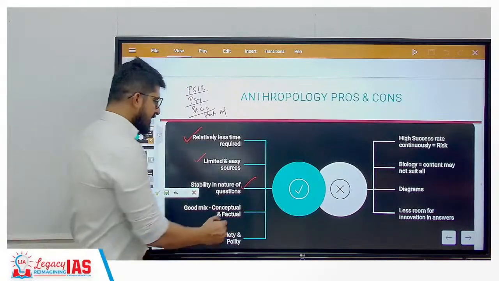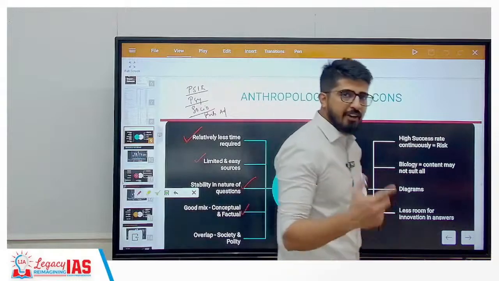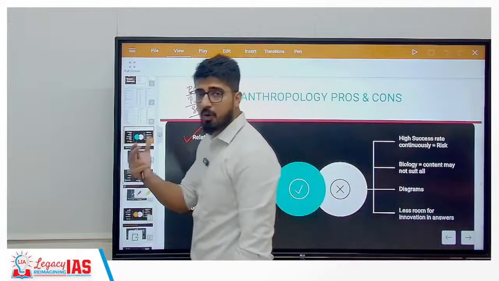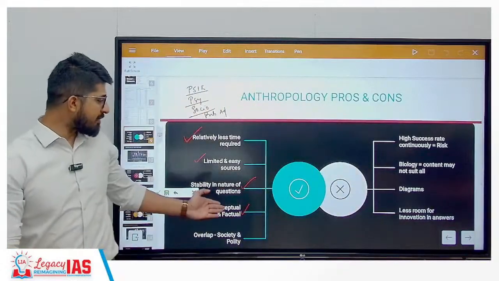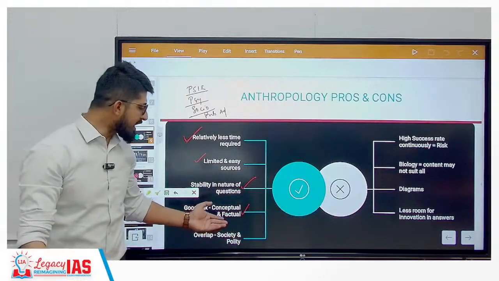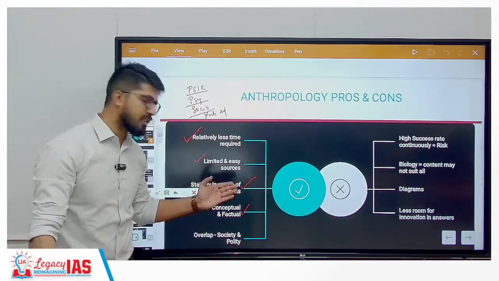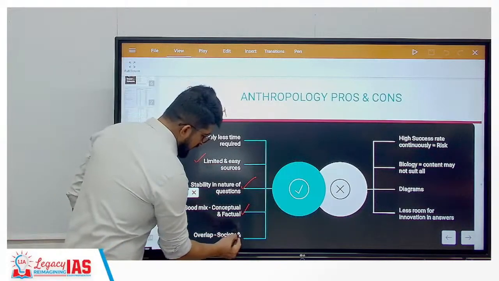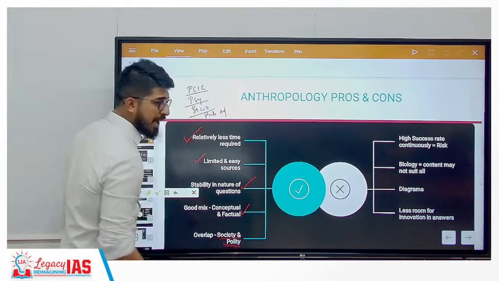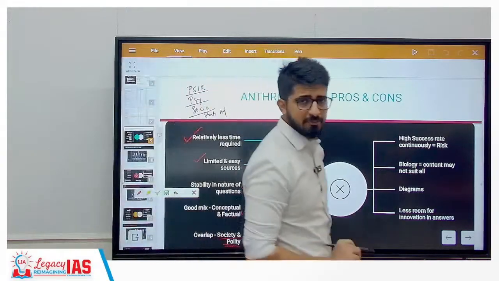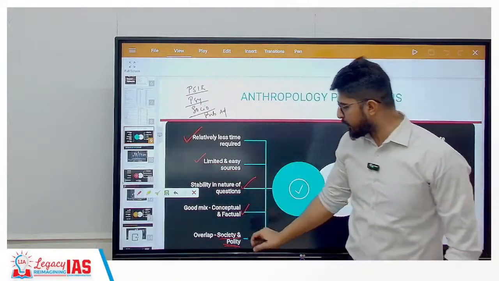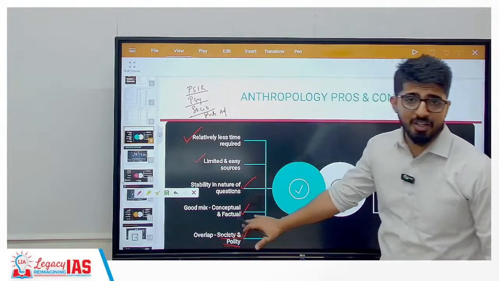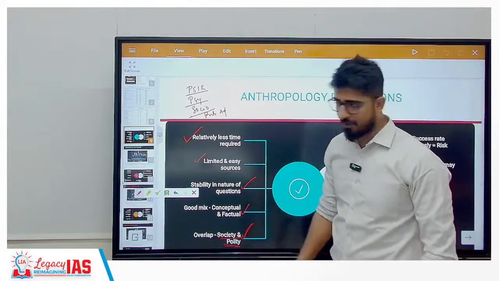And next, it is a good mix of both factual and conceptual aspects. So throughout the subject, you find some facts. At the same time, you find some concepts as well. I would say more fact oriented, less concept oriented. And the overlap is with society, a bit of overlap, and with polity, very little. So it is forcefully, we are saying there is an overlap with GS, but yes, this is where you can find the overlap. Not significant, however.